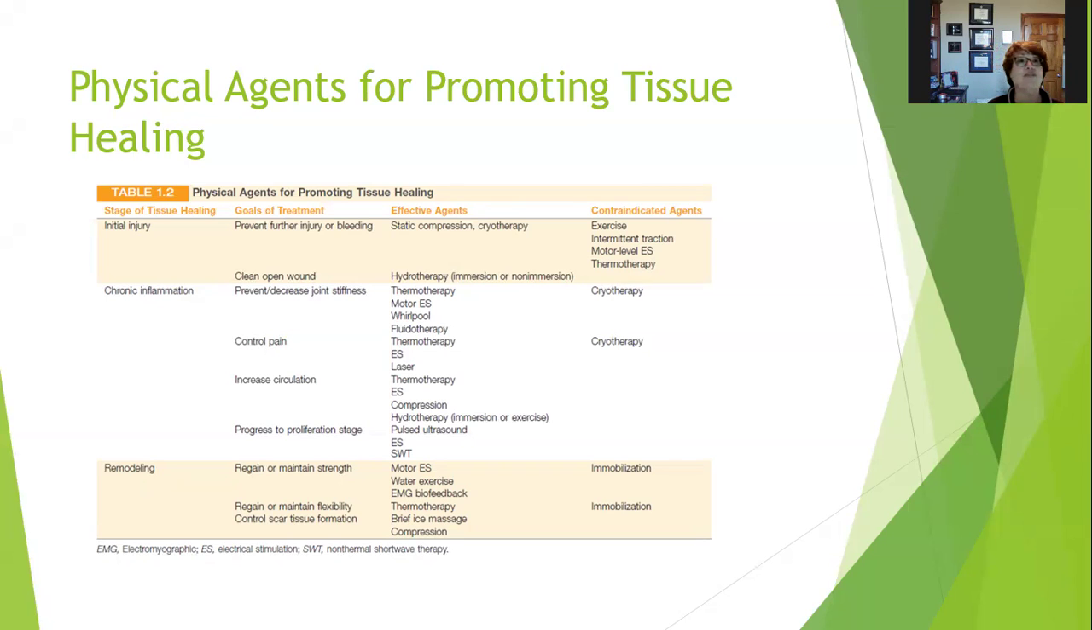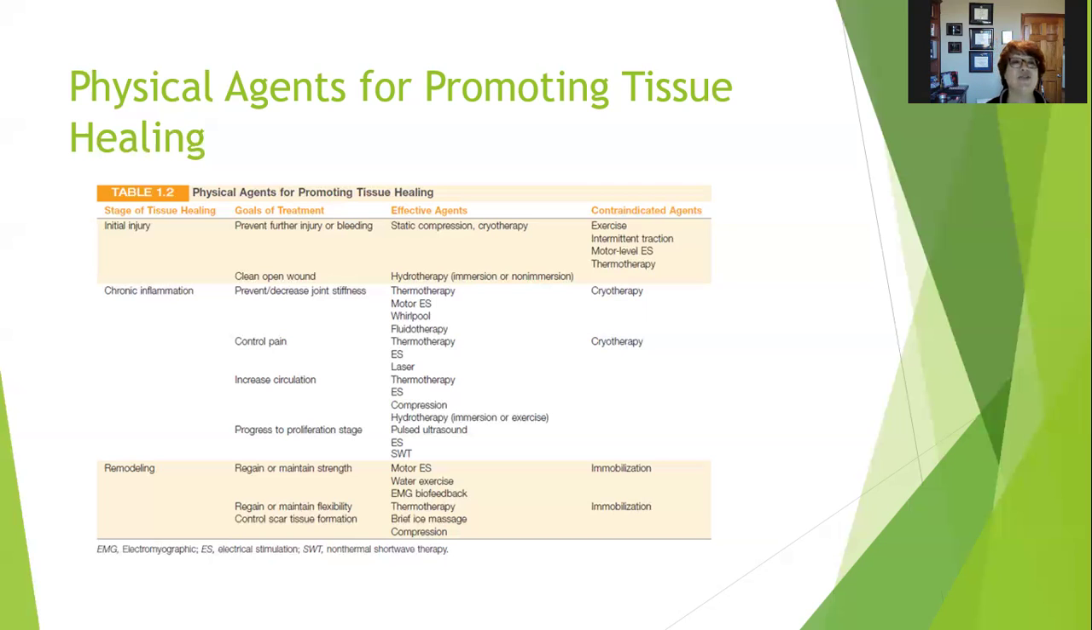Nice summary of info. The tables talk about the stage of tissue healing, so initial injury, chronic inflammation, and remodeling, and we will review all those stages in the next section. And the goals of treatment, what agents can be effective and which ones you don't want to use that can be contraindicated. So just as an example, in the initial injury, if your goal is to prevent further injury or bleeding, static compression or cryotherapy can be used.